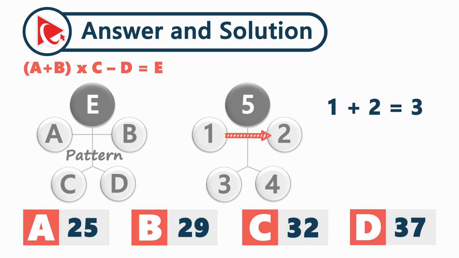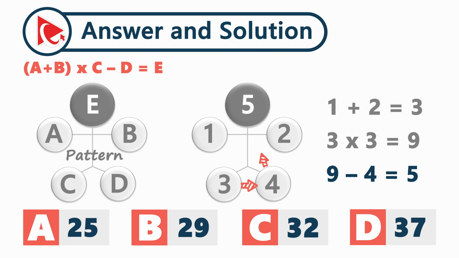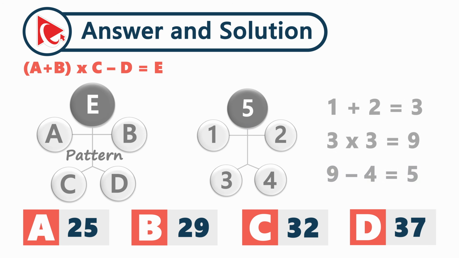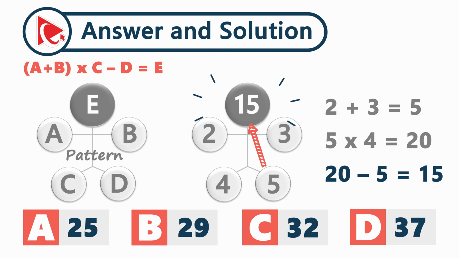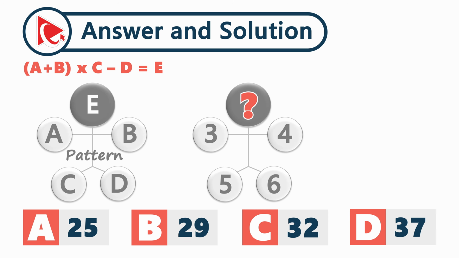1 plus 2 equals 3. 3 multiplied by 3 equals 9. 9 minus 4 equals 5. Let's confirm with the second villain. 2 plus 3 equals 5. 5 multiplied by 4 equals 20. 20 minus 5 equals 15. And you know what time it is now, right? It's the time to calculate the magic number.